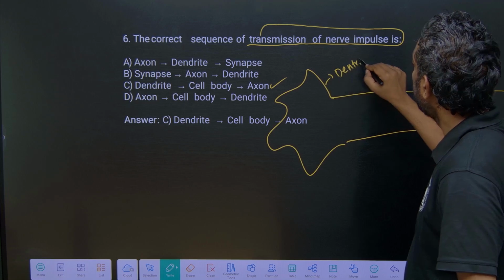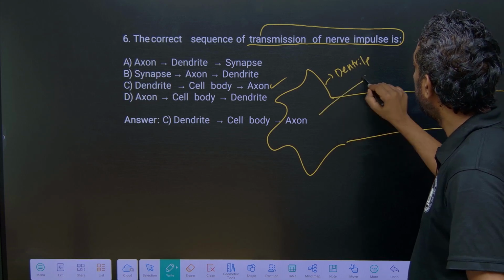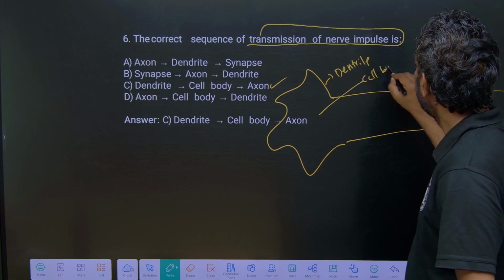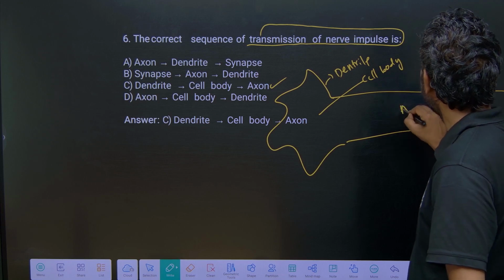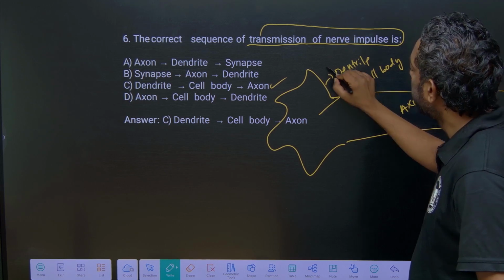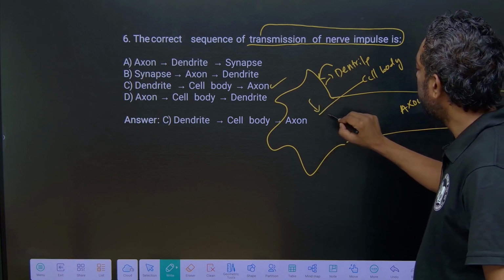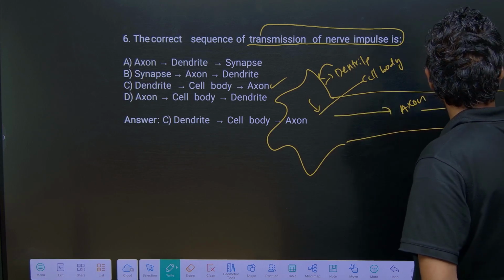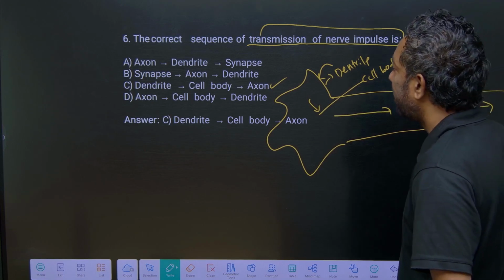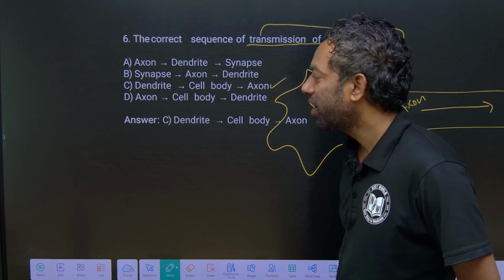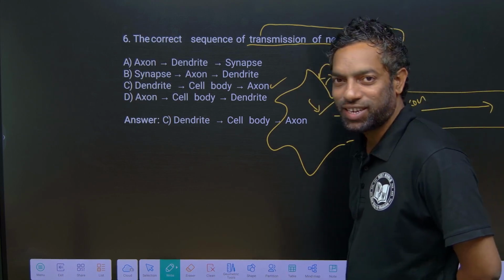These are the dendrites. This is the cell body. This is the axon. First, they can touch here senses and they can reach the cell body. They can carry forward into the axon. Signals, transmission of impulses.